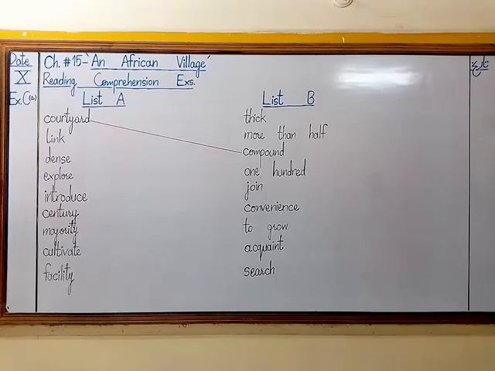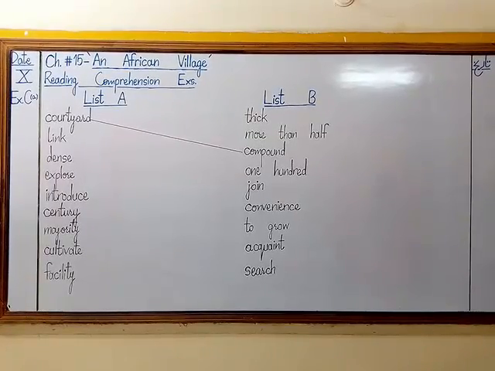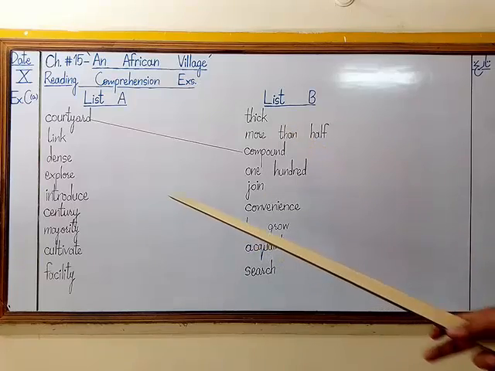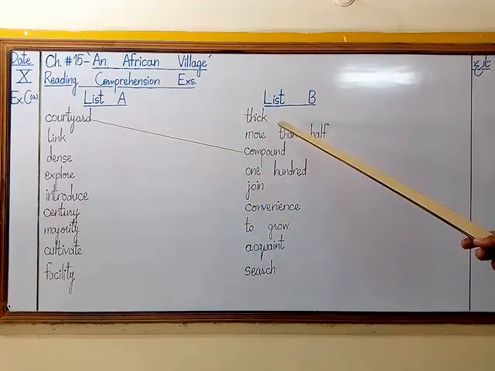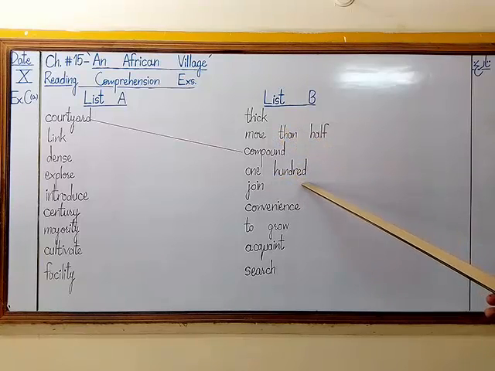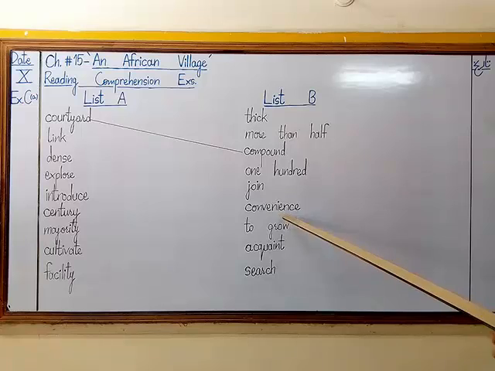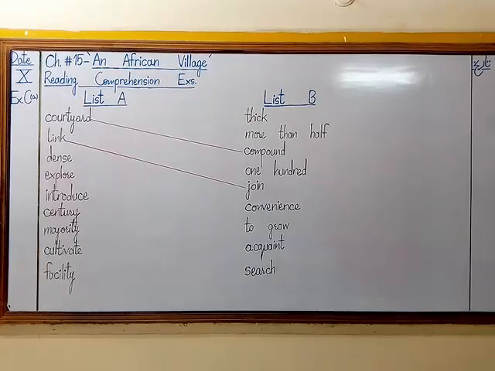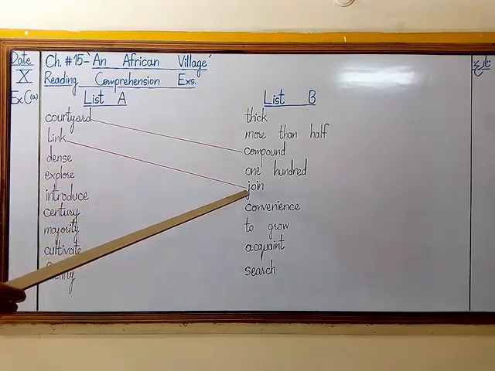Let's go through the second one, that is link. What synonym do you find in list B? What do you think that the synonym in list B is available for the word link? Thick, more than half, 100, join, convenience. Okay, join, very good, correct. The word join is the synonym for the word link here. So what I've done is I have joined the word link to join.